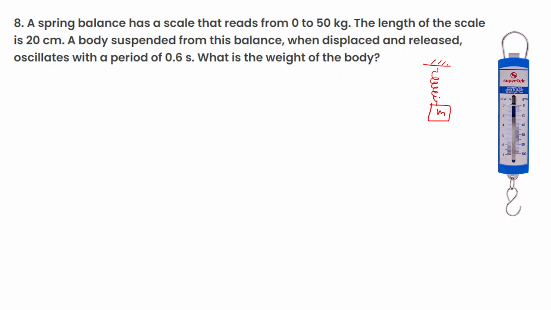the length of the spring will deviate from its equilibrium length, right? It will extend, and when I suddenly remove this mass, it will start doing to and fro motion about this mean position. We need to find out, when it's oscillating, and its time period of oscillation has been given, what is the weight of the body. We need to calculate the weight of the body.